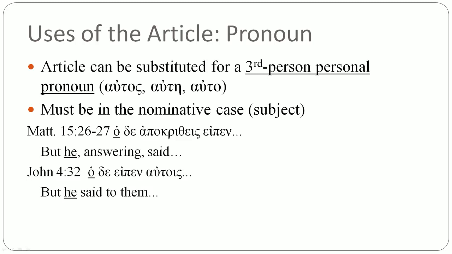The next example, John chapter 4, verse 32, ho de eipen autois, but he said to them. This one's really clear. You wouldn't say, but the said to them. This is an article that is standing in for a pronoun, he. It's masculine singular, so therefore it's he. If it was feminine singular, you could say she. Of course, neuter, then it.